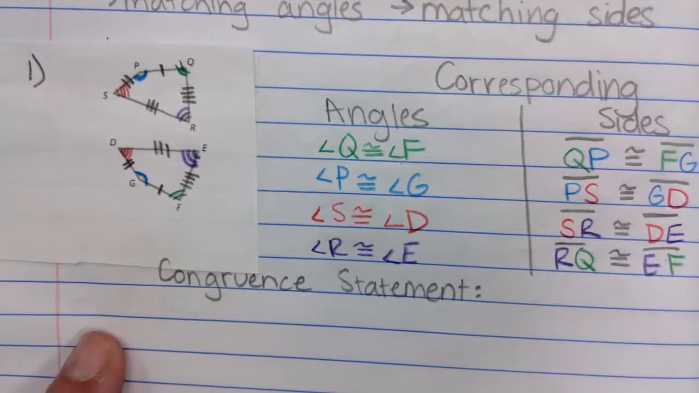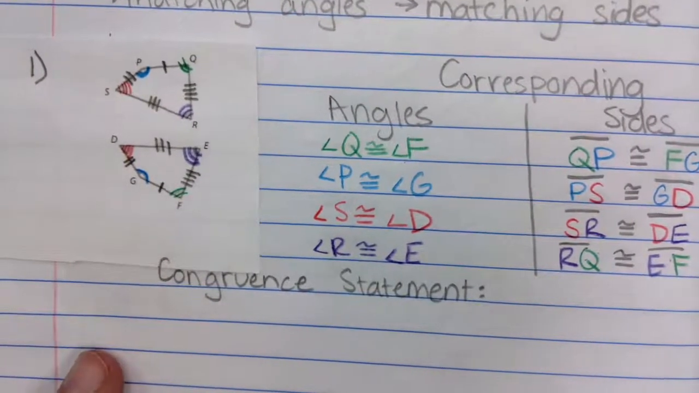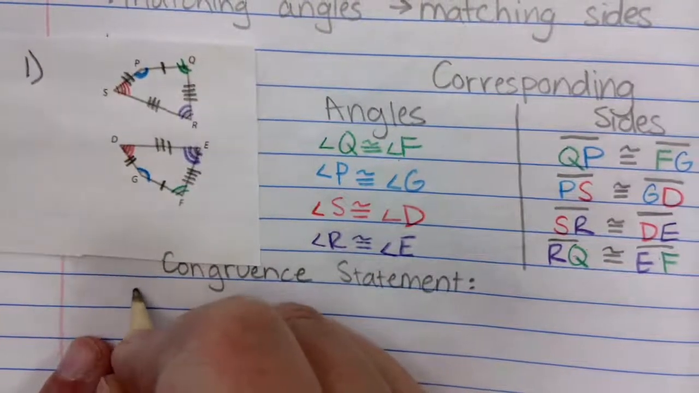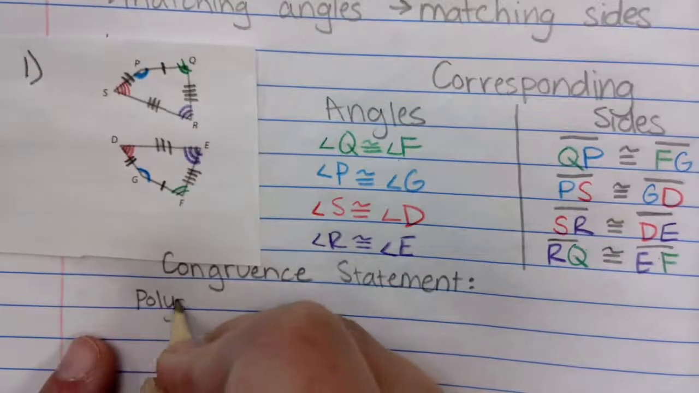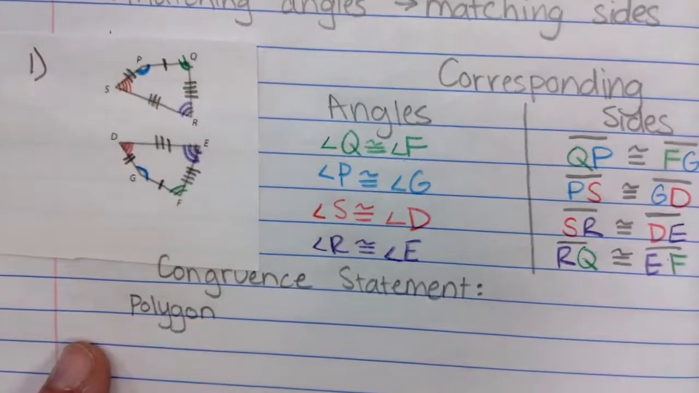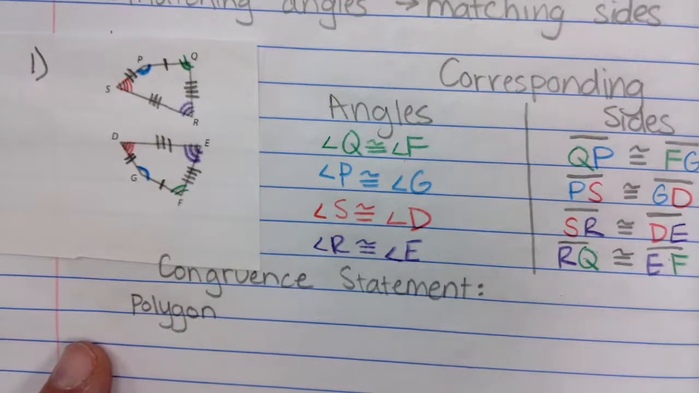So for the congruence statement, we're going to start on one of the shapes. These shapes are just polygons. We don't have triangles yet, so we're going to say polygon. And we're going to name the points in the first polygon in any order we want, as long as they connect to each other. Okay?